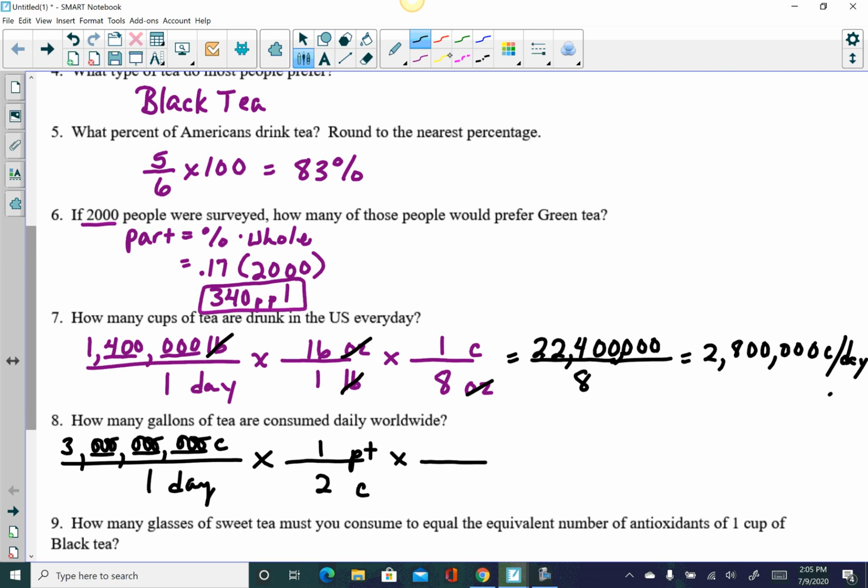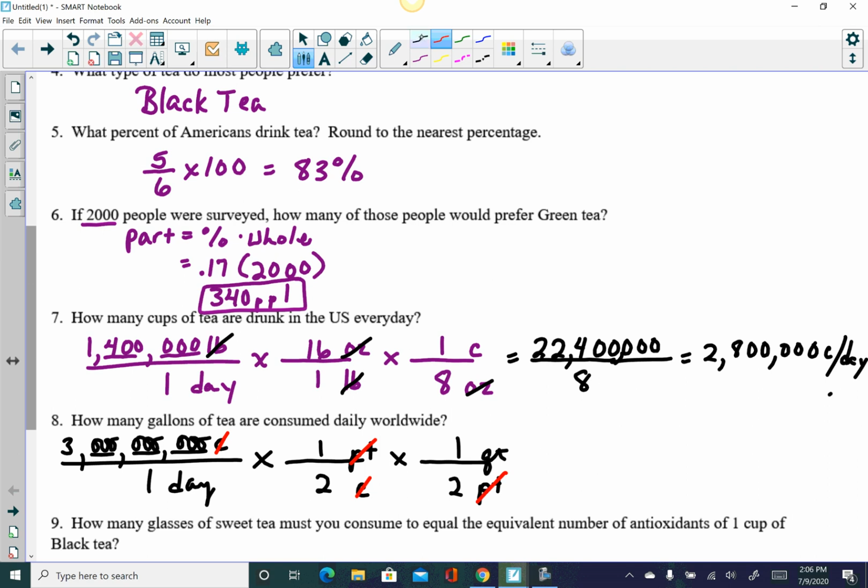I'll go again, because at that point our cups cancel out, but I won't stop because I'm sitting there at pints. To get rid of my pints, put pints at the bottom, and I can go from a pint to a quart. And we know that there are 2 pints in 1 quart. Okay, now pints are gone.